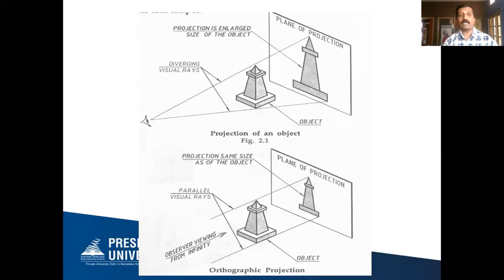Let me explain with the help of this. This is the actual projection. See, this is your object. You are standing somewhere here.